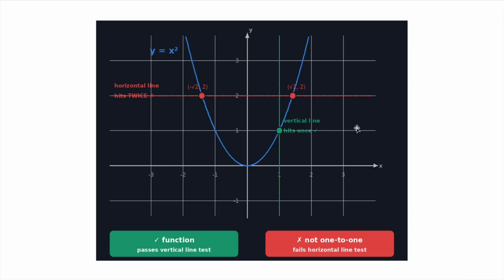So we have to first check if it passes the vertical line test. And as you can see, this graph passes the vertical line test, so it is a function. And now we need to check if it passes the horizontal line test to see if it's one-to-one. And as you can see, this horizontal line is hitting the graph twice, and so it does not pass the horizontal line test, and therefore it's not one-to-one.